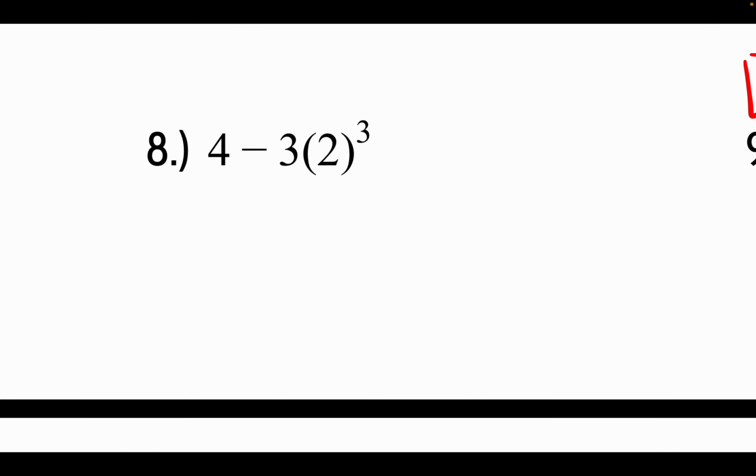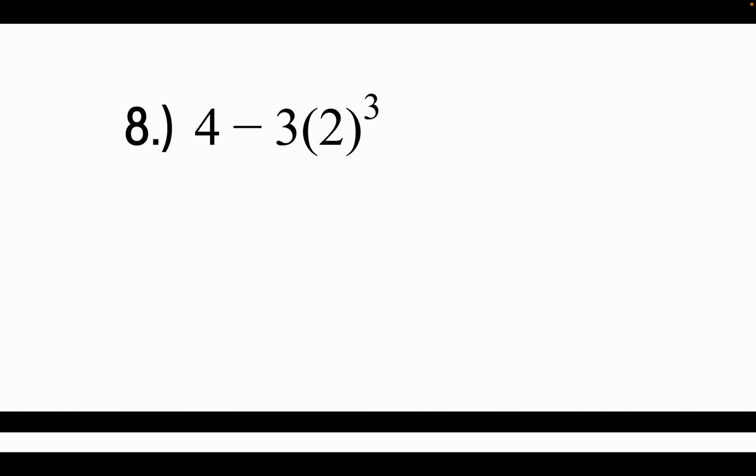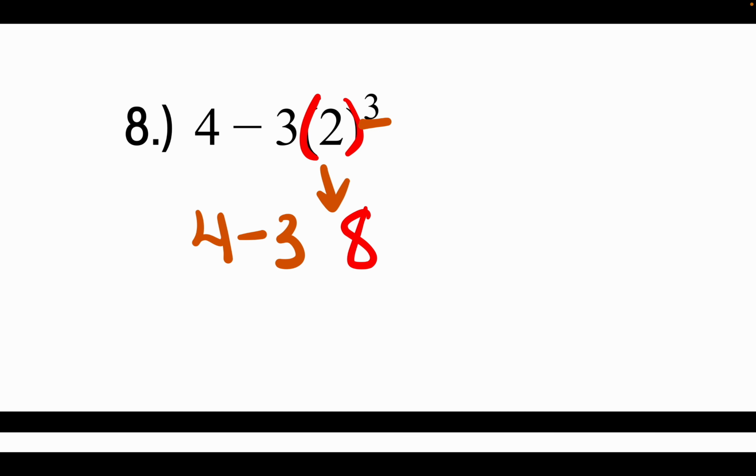Okay, number 8. So again, first thing we're going to do, we have some grouping symbols. Is there anything happening inside there? No. So next thing we're going to do is the exponent. So this is 4 minus 3, and then we have 2 cubed, which is 8. And then what's happening right here again? That's multiplication. So we have 3 times 8, that's 24. So 4 minus 24, that's -20.